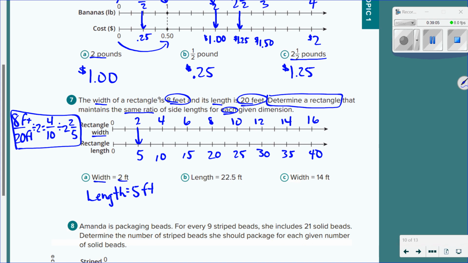What if I go for a length of 22.5? That's actually going to be halfway between 20 and 25. So directly above that would be 9. So my width is 9 feet. And our last one gave us a width of 14. So I go straight down from 14 and I get a length of 35 feet.